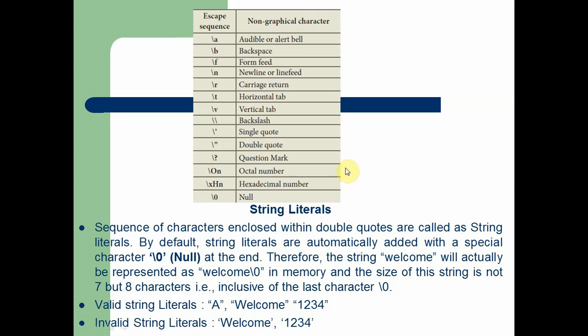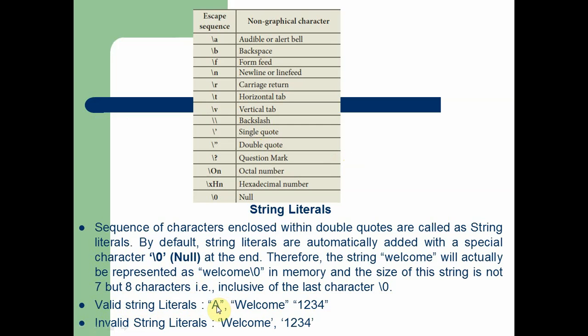But here you can see a valid string, character double quotation A. So it is considered as a string, not as a character. So what is the difference? Character constant should use single quotation, string literals should use double quotation. Character constant should contain only one character. String constant may contain one or more.